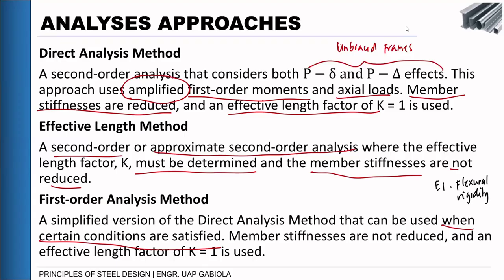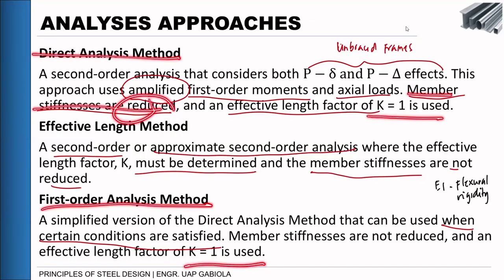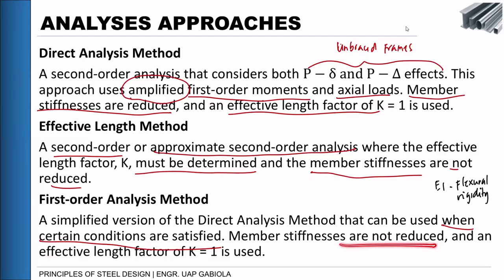Okay? So, under first order analysis method, yung member stiffnesses natin are not reduced, so katulad ng effective length method. And ang ginagamit na effective length factor is always equals to 1. So, ang assumption niya, always nakapin-pin condition yung support condition natin. So, hindi nireduce yung stiffness, then K is equals to 1. So, yun yung kaibahan niya, no? K is equals to 1, pero yung member stiffnesses niya, nire-reduce kapag direct analysis. Kapag first order, hindi siya nare-reduce. Retain lang siya katulad nung sa effective length method natin.